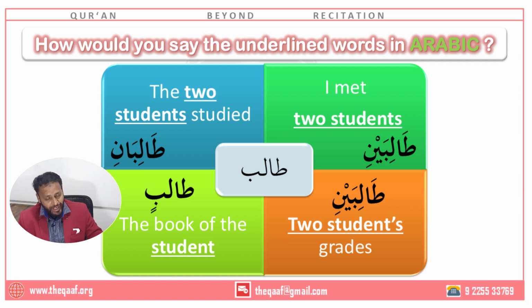Talibani. Why? Why not Talibaini? Because two, dual. We are talking about dual. But Talibaini is also two. Talibaini is also two. So why not Talibaini? It's because the students are doing something. Exactly. Now that is the precise answer.